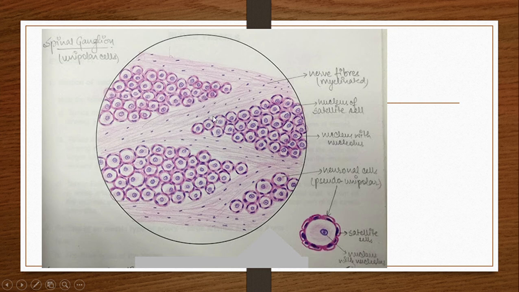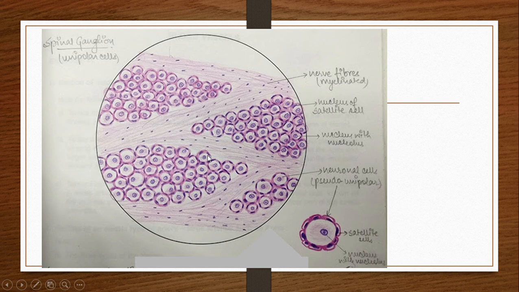The speciality is that a collection of cell bodies can be seen in bundles, and in between there are large bundles of nerve fibers. The collected bundles of nerve fibers can be seen in between the collections of cell bodies, partially separating them. So this is the diagram showing it.